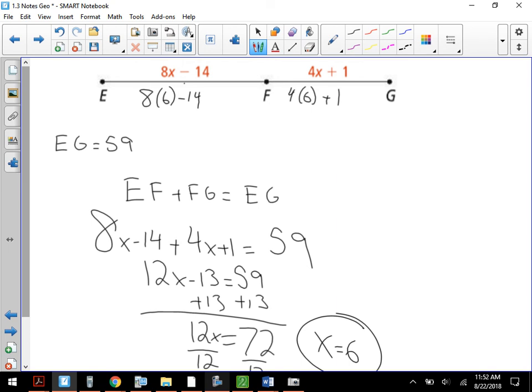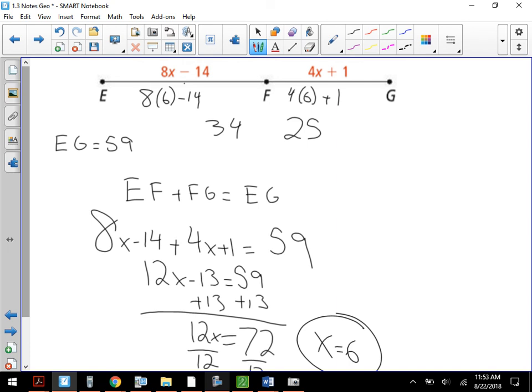So I know the FG is pretty simple. That's 24 plus 1 is 25. Is the other one 34, I hope? True, but you want to make sure you didn't mess that up. So just to be on the safe side, 48 subtract 14 is still 34. Add them together, you get 59.